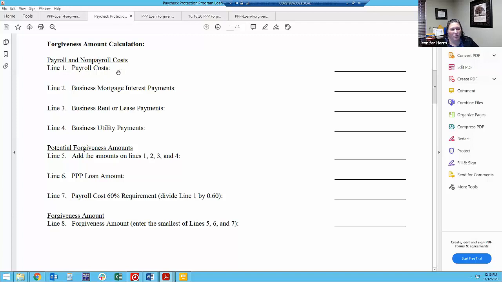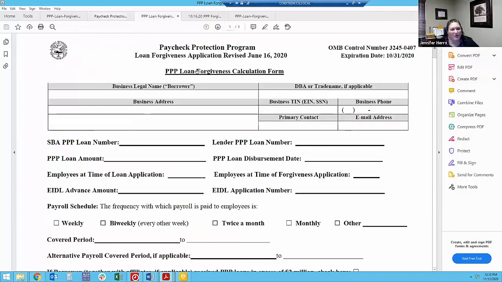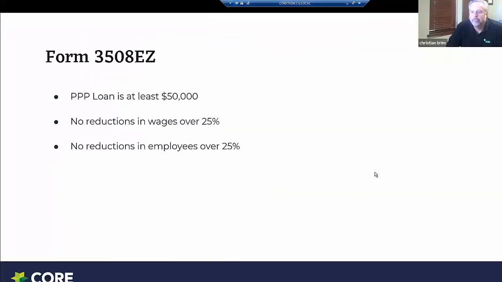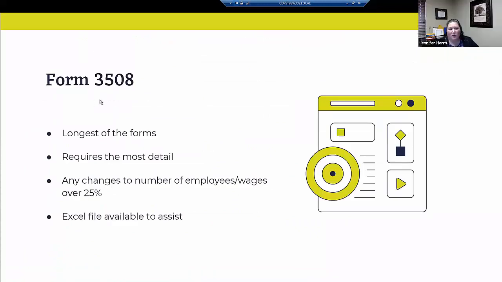If you don't have line 1, how did you get your PPP loan? Well, you fired everybody. You took the money and fired everybody. Which then you have to go over here to this form, which is, we'll go back, the plain old Form 3508. It's the longest form. It requires the most detail.